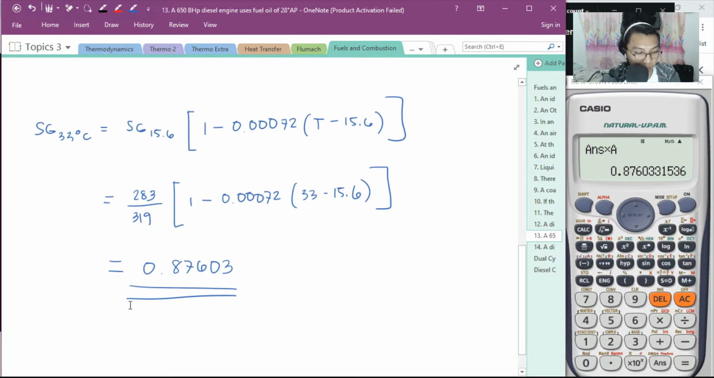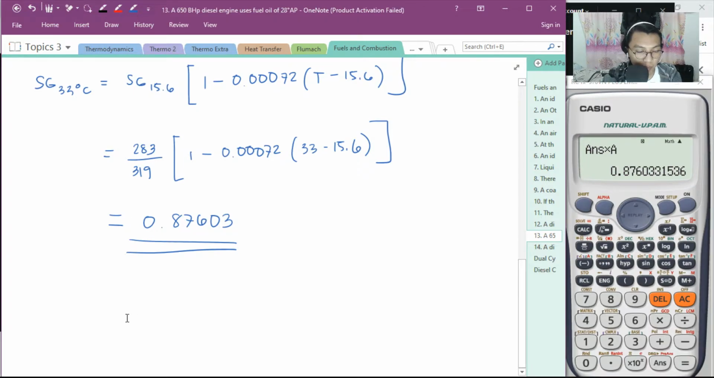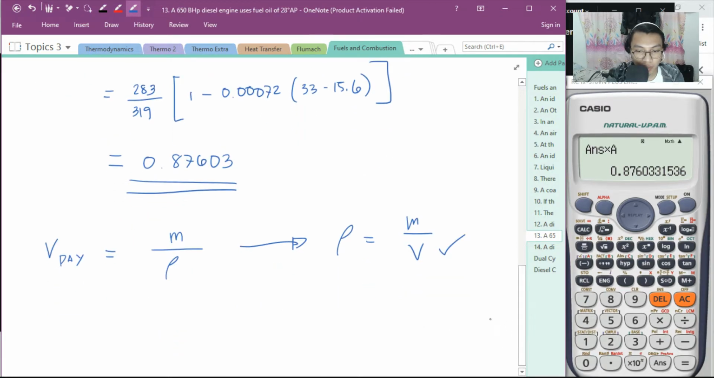And then, density, hanapin mo yung density, di ba? But ang hinahanap natin is the volume of the fuel per day. Volume ng fuel at day tank. Di ba ang volume is equal to mass over density? Coming from what? Density is equal to mass over volume. Ito ang hinahanap natin, yung volume of the fuel in a day tank.